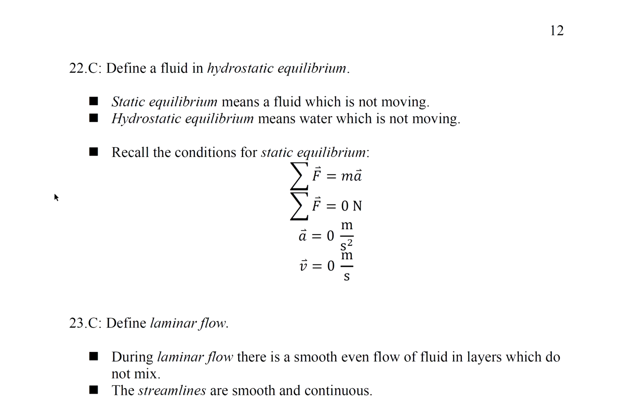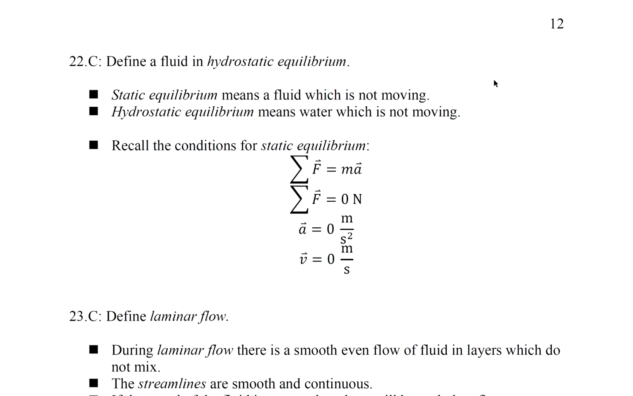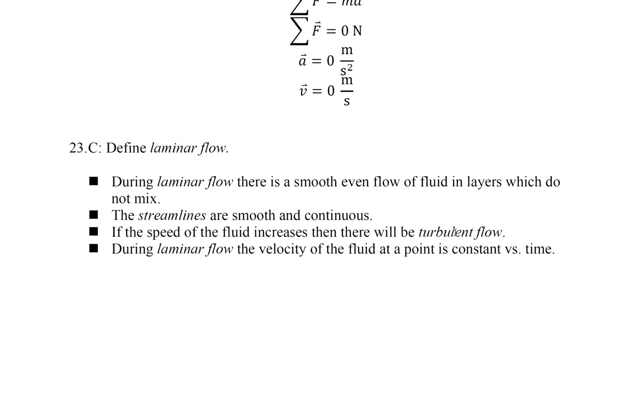Question 22. Define a fluid in hydrostatic equilibrium. Static equilibrium means a fluid which is not moving. Hydrostatic equilibrium means water which is not moving, because hydro means water. So recall the conditions for static equilibrium. If sigma F equals ma and sigma F is 0, then the right-hand side a is equal to 0. If acceleration is 0, v is 0 for static equilibrium. For dynamic equilibrium, v is constant and not 0.